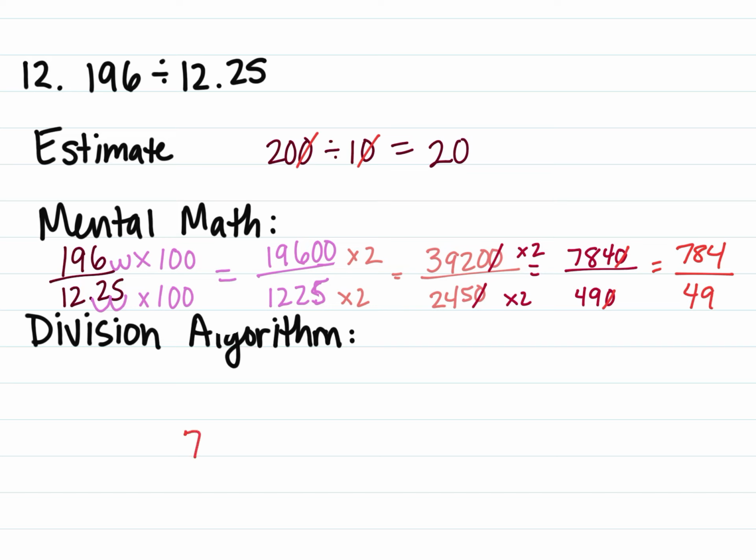So 784 divided by 49. 49 fits in there once. Borrow from the 7. 18 minus 9 is 9, and 6 minus 4 is 2. Then bring down your 4. 49 is really close to 50.